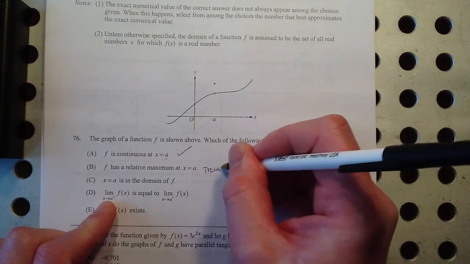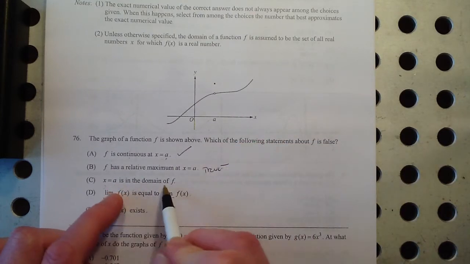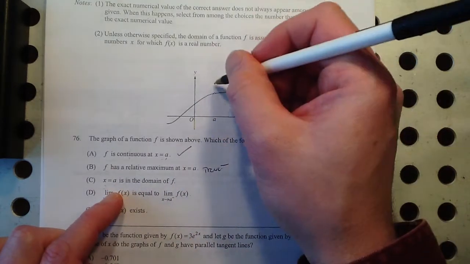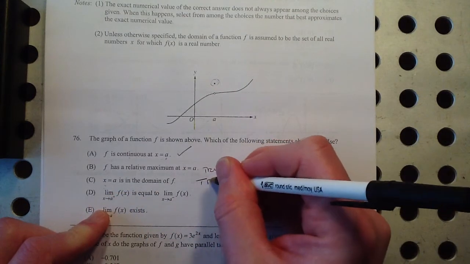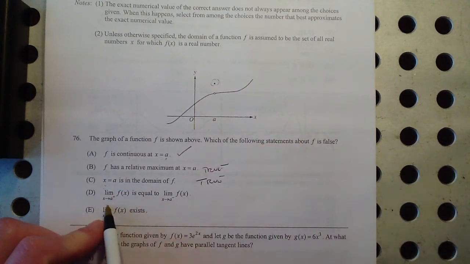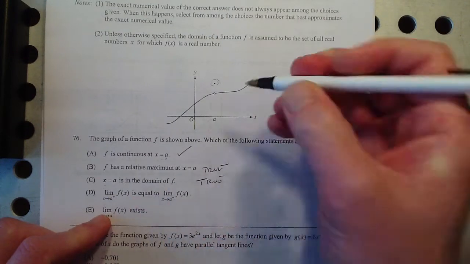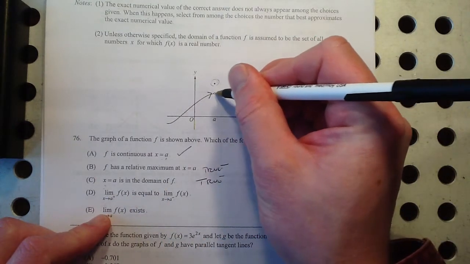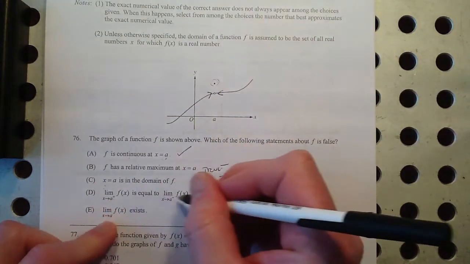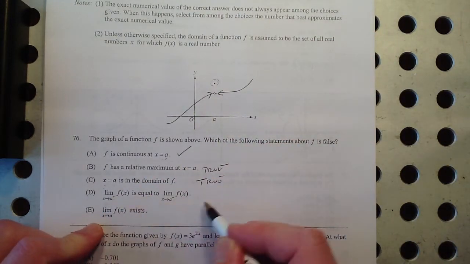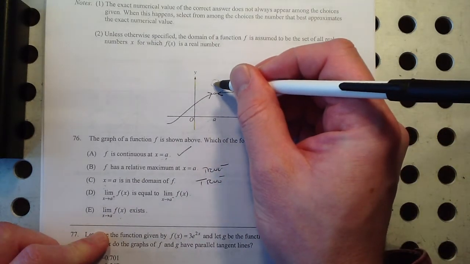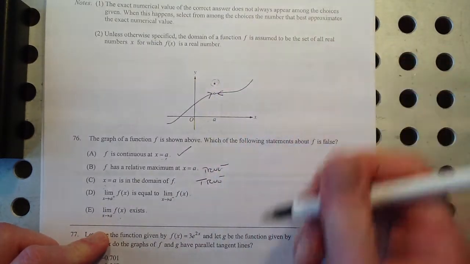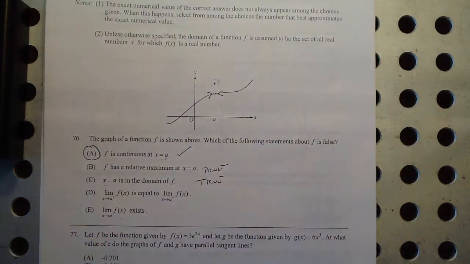That's true. Is A in the domain? Yeah, A, that just means there is a function value, and there is. That's true. Are the two one-sided limits equal? Yeah, as you come in on either side, they're coming to the same thing, so that's true. And that means D actually implies that this is true, right? The limit does exist. It's just that it's not continuous. It's got that missing spot there, so A is the correct answer.